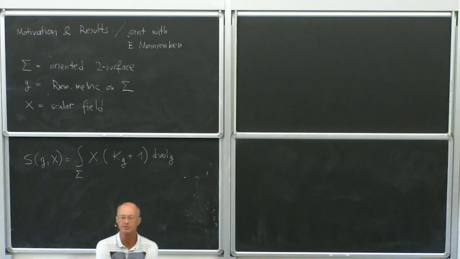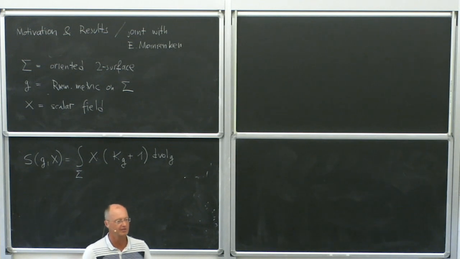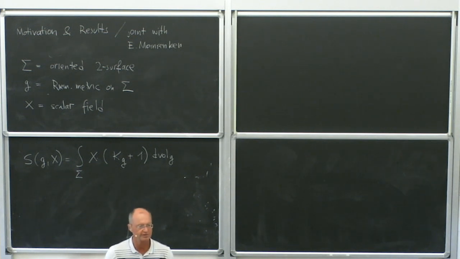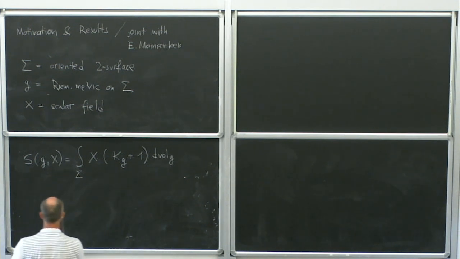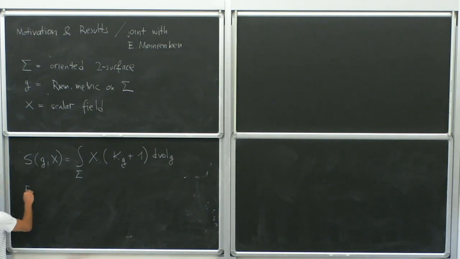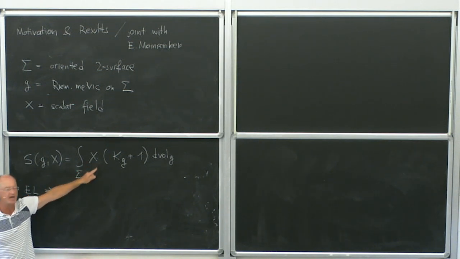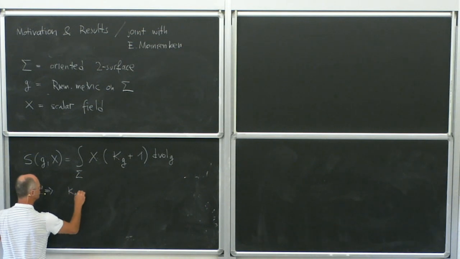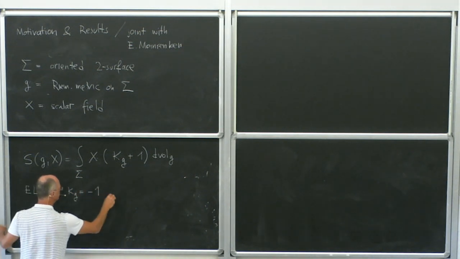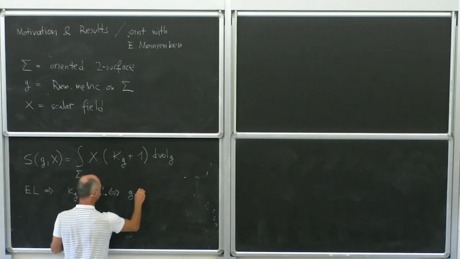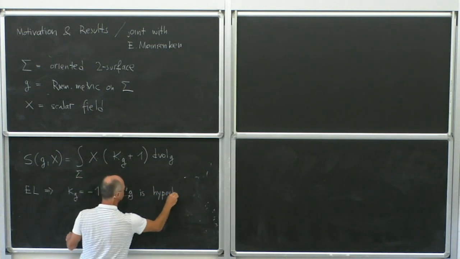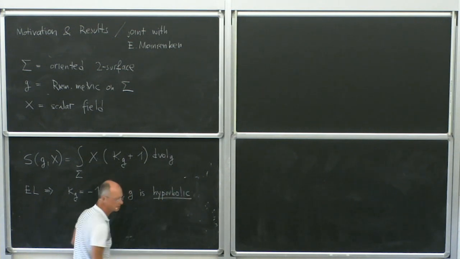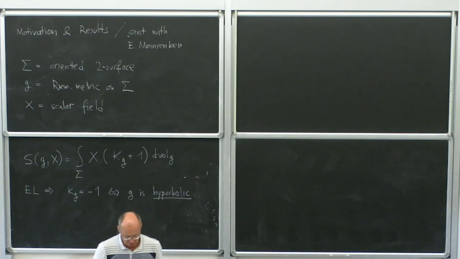In this room, there are people who are much better specialists in JT, in particular, Thomas Strobel, who, like many years ago, solved the Lorentzian version of it in great detail. What's going to be important for us is that the Euler-Lagrange equations, in particular the Euler-Lagrange equation for the field X, tells you that K_G is equal to minus 1, and this means that G is a hyperbolic metric on the surface. So that would be of crucial importance.